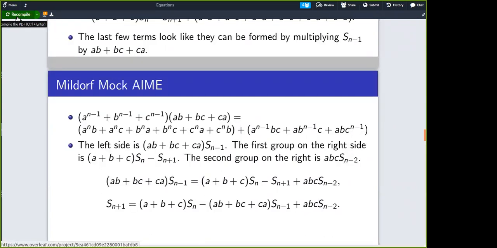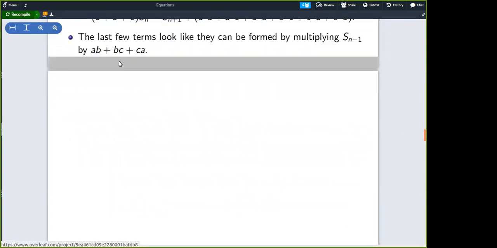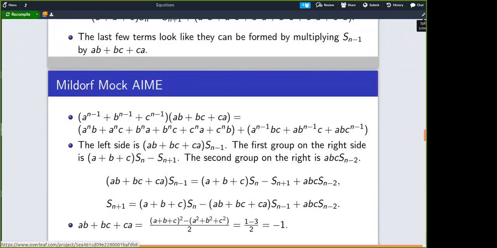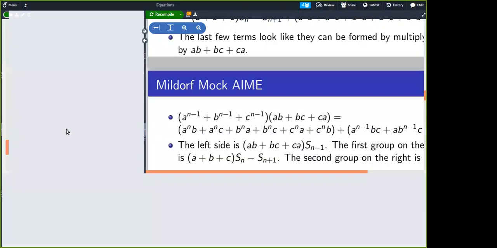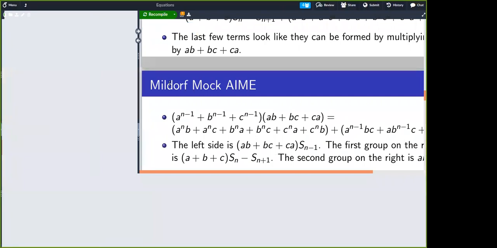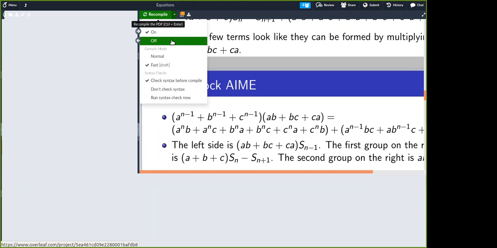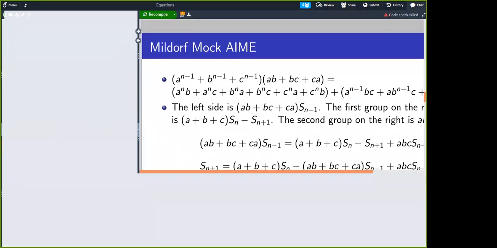AB plus BC plus CA is just, we take A plus B plus C, square it, subtract A squared plus B squared plus C squared, and then divide everything by 2. So that one should be easy enough. We get that AB plus BC plus CA is just -1. And now we just have to find ABC.